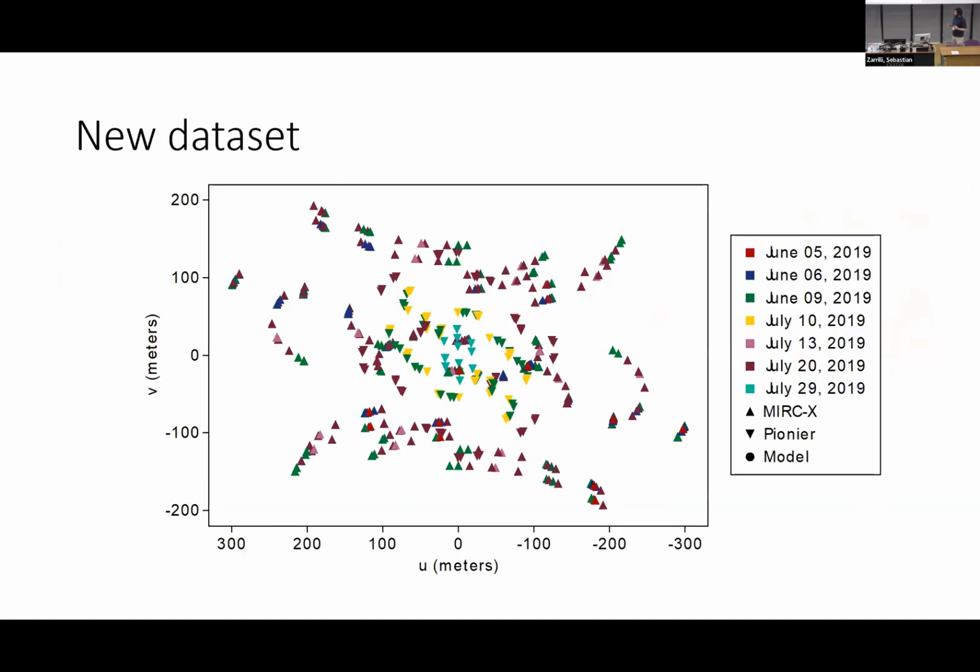And so here I examine a new data set. I've collected data with the CHARA array with the MERCATOR instrument and combined that together with PIONIER observations at VLTI. So we have 7 separate nights of data spanning a period of less than 2 months. On 2 of the nights, July 20th and June 9th, we have contemporaneous observations with both CHARA and VLTI.